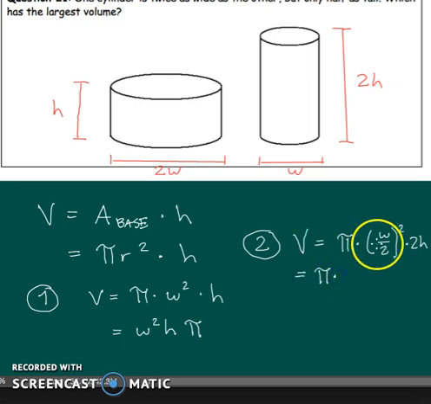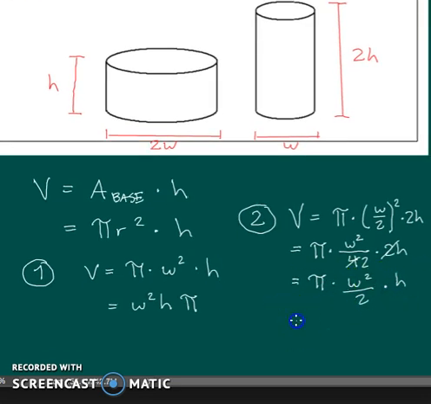So pi times W squared over 2 squared, which is 4, times 2H. And that will be equal to pi times, I can cross this 2 off, and this 4 will become a 2. So W squared over 2 times H. And because we're dividing by 2 here, I'm just going to bring that to the front. I'm going to rewrite it as half of W squared times height times pi.